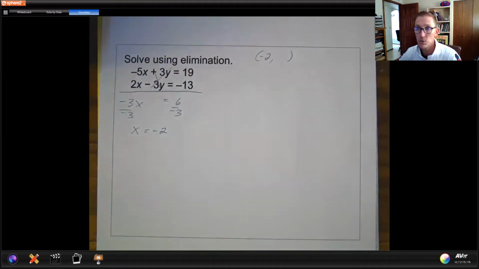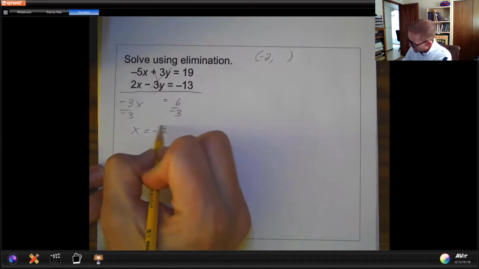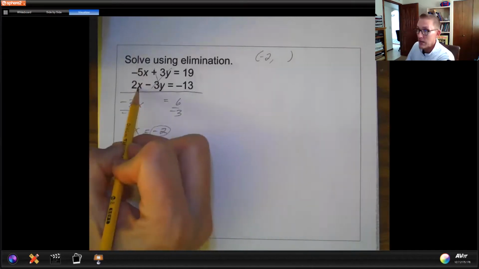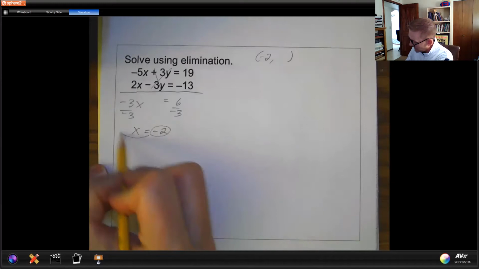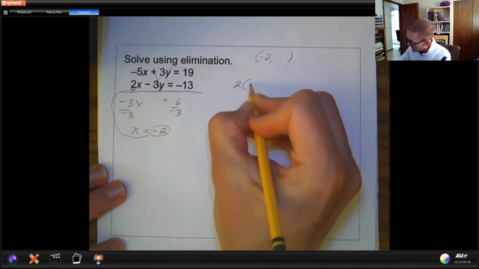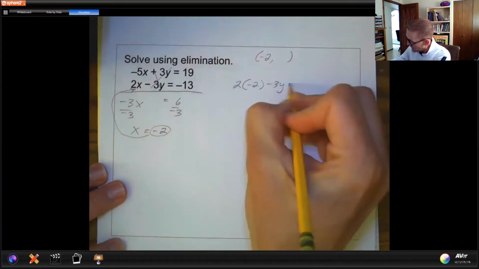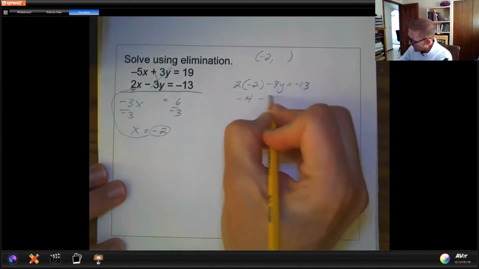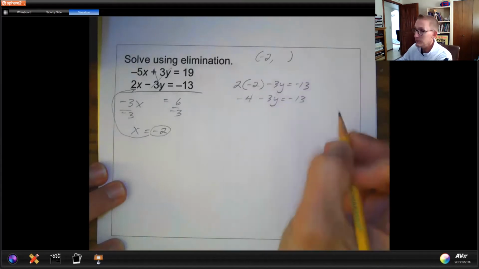I now have the first part of the solution for my system. I combined the two equations to eliminate one of the variables. Now, for the final step, I'm going to take this negative 2 for x and substitute that value back into either equation so I can find y. I'm just going to put it in right here for this x. So this negative 2, I'm going to substitute right back in there. So that becomes 2 times negative 2 minus 3y equals negative 13. This is negative 4 minus 3y equals negative 13.